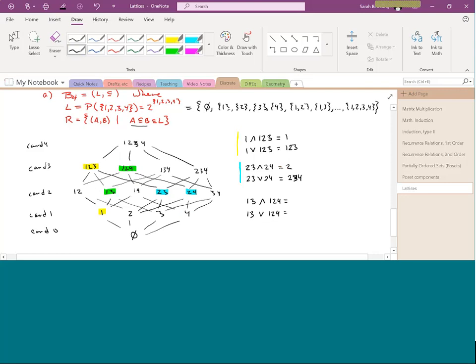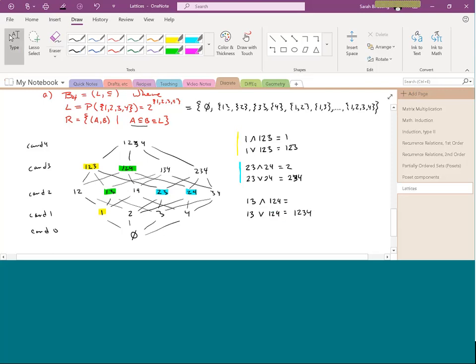So here, when you're traveling up, you've got to find the first place where these 2 guys, for the join, first place where you've got somebody that both of them are related to. Well, 1, 2, 3, 4, the first thing they're related to is the whole set. So that's got to be what the join is, because 1, 3 was not related to 1, 2, 4.